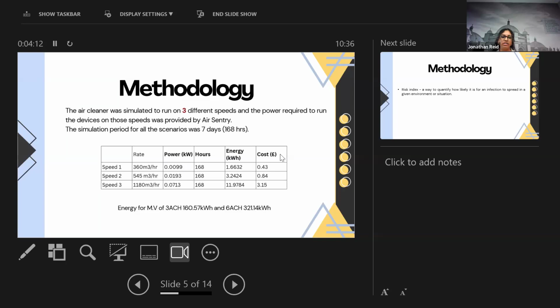run on three different speeds, with the cost coming up to 0.43 pence for running the device on speed one for 7 continuous days, which is quite low. We also calculated the energy for mechanical ventilation of 3 ACH for the entire ward, which came to around 160.57 kilowatt-hours. And for 6 ACH, it was 321.14 kilowatt-hours, which is quite high compared to what we require for an air cleaner.